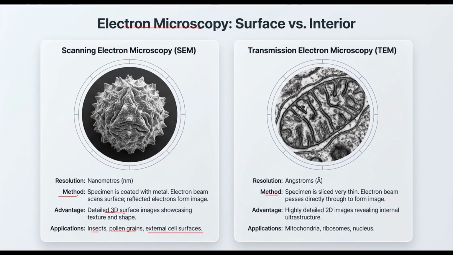So SEM is ideal for studying morphology and surface features, while TEM excels at visualizing internal ultrastructure. It provides a 2D image of the internal ultrastructure. What are the applications? We can study mitochondria, ribosomes, nucleus, etc. Together they provide a complementary perspective on biological specimens.